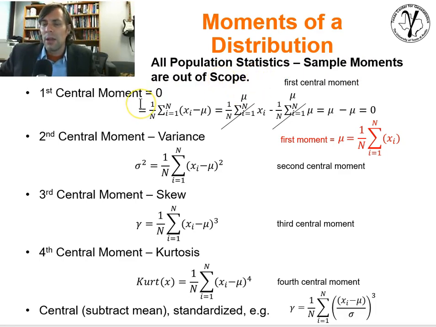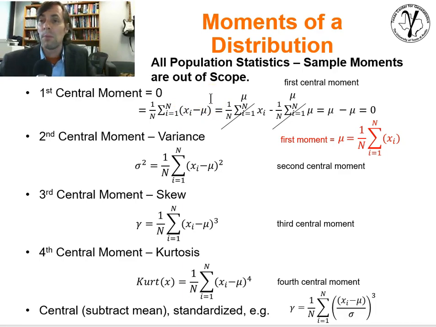And so let's just go ahead and walk our way through this. Okay, now let's take the first central moment. The first central moment is going to be, by definition, always equal to 0. And how do you calculate the first central moment? You take the average of the difference between the data and the mean raised to the first power.